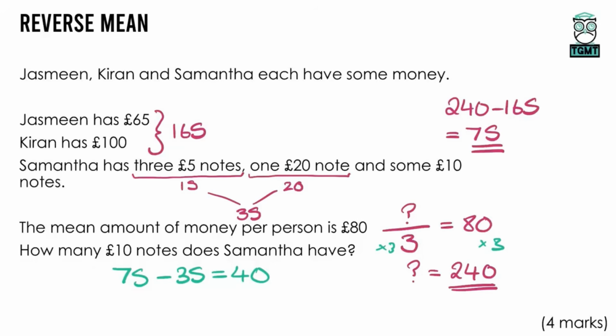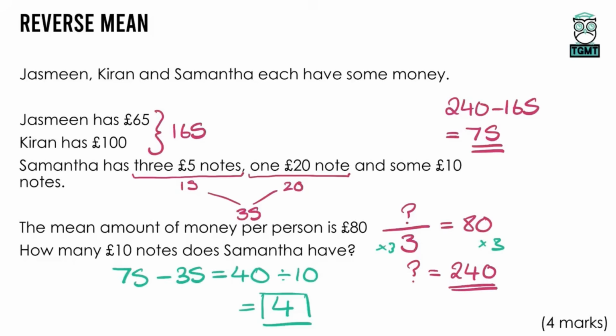And it says that she has some £10 notes. So clearly you can see, and 10 is a nice number for this, that that's going to be 4 £10 notes, but of course we could just write divide by 10 and that is equal to 4. So Samantha has 4 £10 notes, which would give her that additional £40, which would make her total be 75 and the total of everybody be 240. And there we go, there is a reverse mean question, thinking about multiplying the mean by the amount of people to get that total.